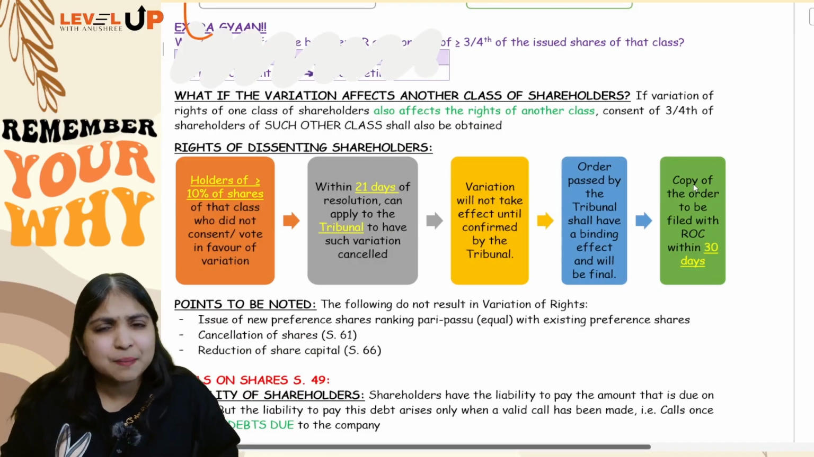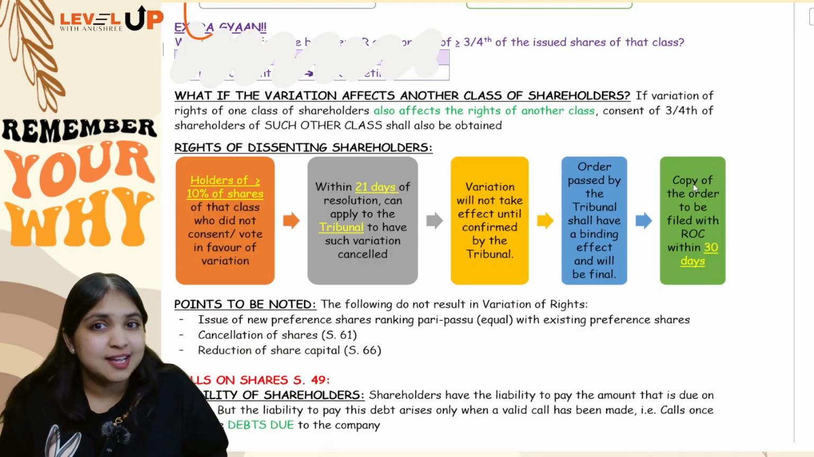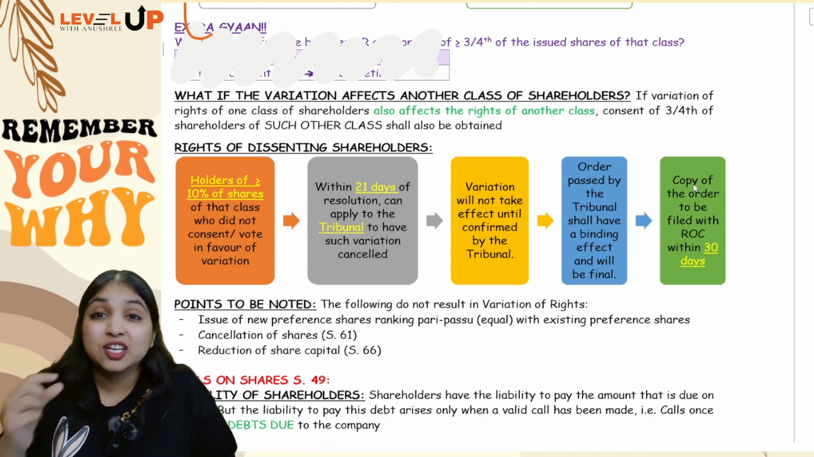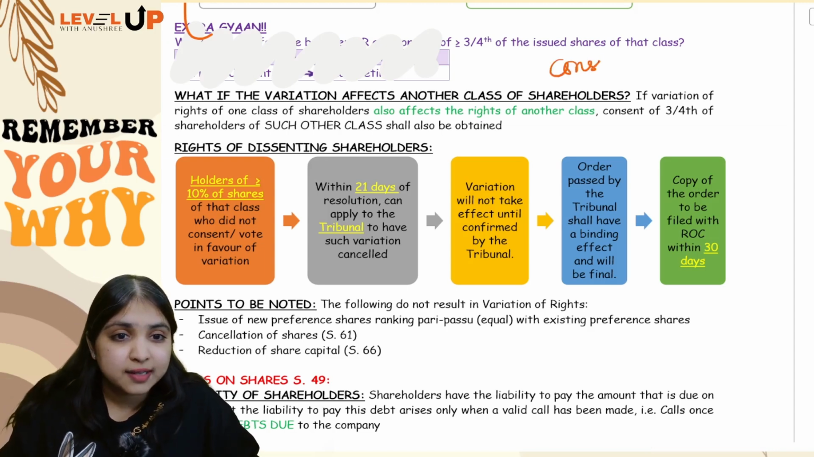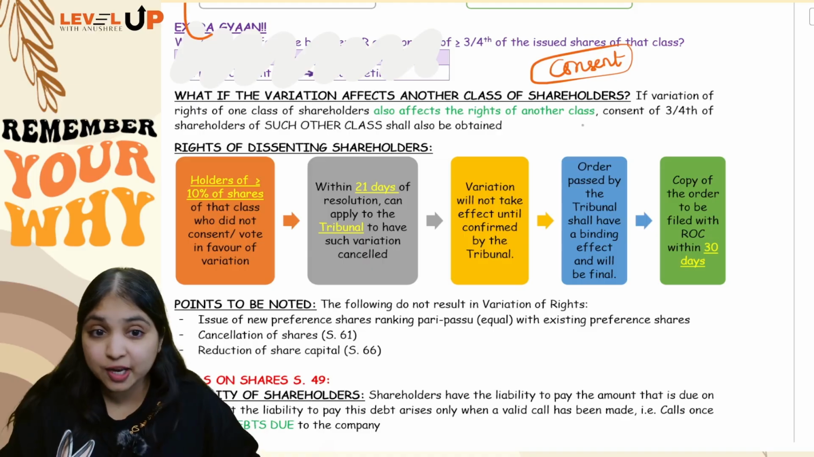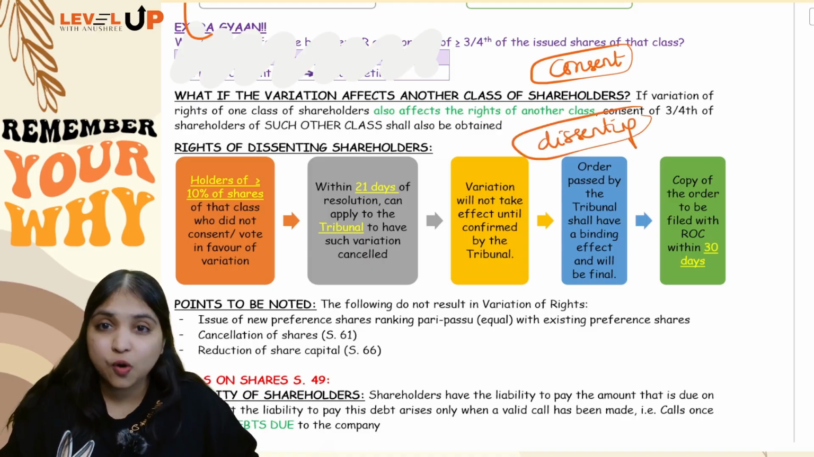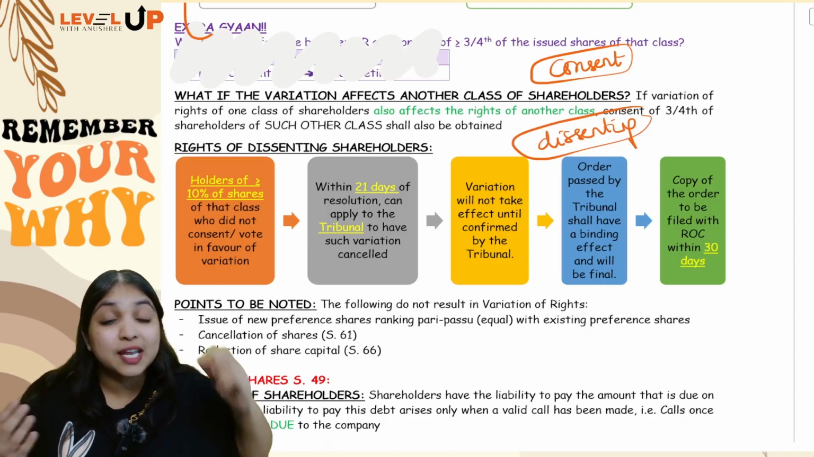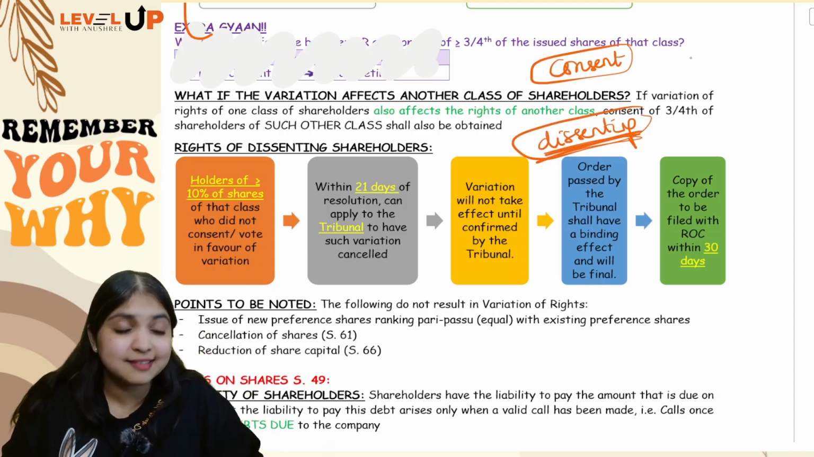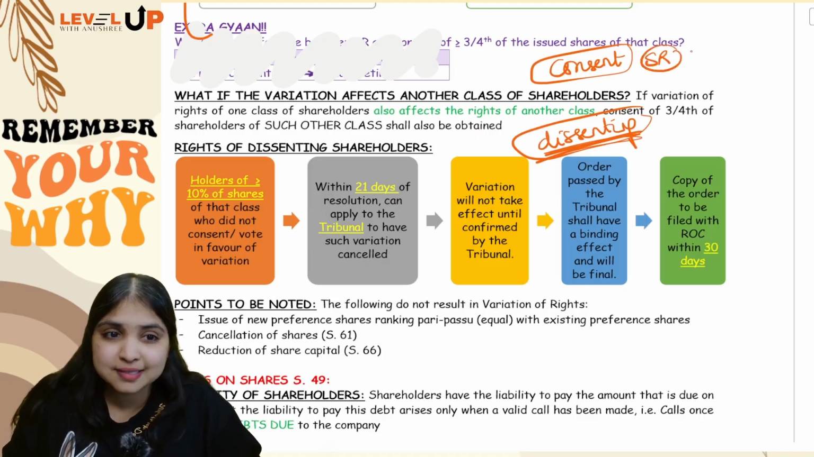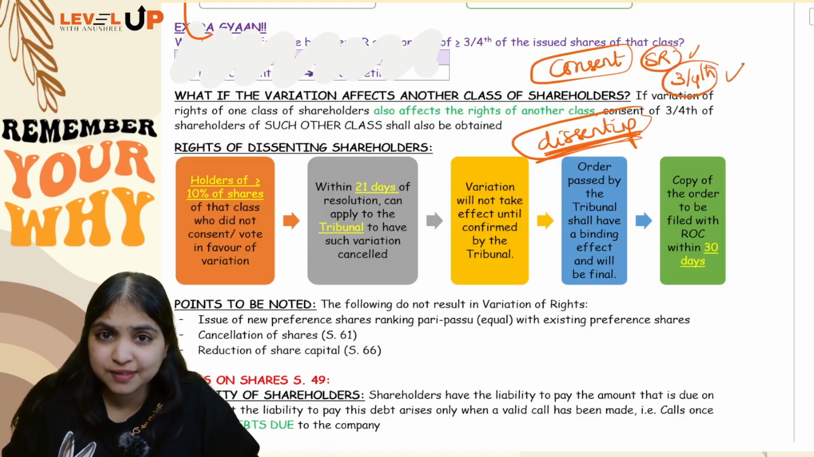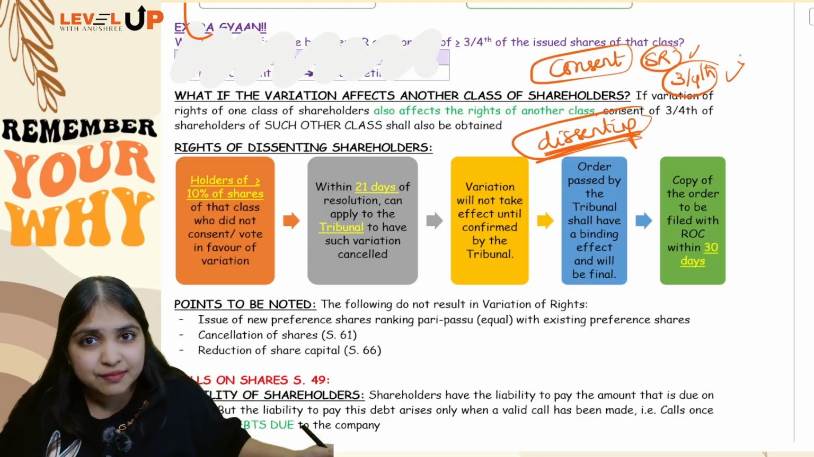But still, some shareholders will agree to the resolution, some shareholders will not agree, guys. The shareholders who vote in favor are called consenting shareholders, but the shareholders who voted against the resolution are called dissenting shareholders, guys. So even though some shareholders voted against, because the SR was passed, because we got consent from shareholders holding 3/4 of the shares of that particular class, the company will go ahead with the variation.